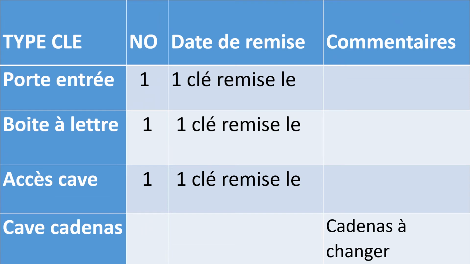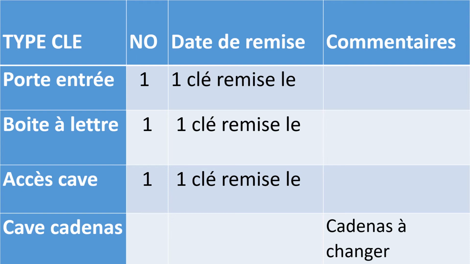The second part is regarding the porte. Porte entrée is the front door. Then you have a boîte à lettres, which is your letterbox. Accès cave, so access to the cellar. And cave cadenas. Okay, so you have the date here.